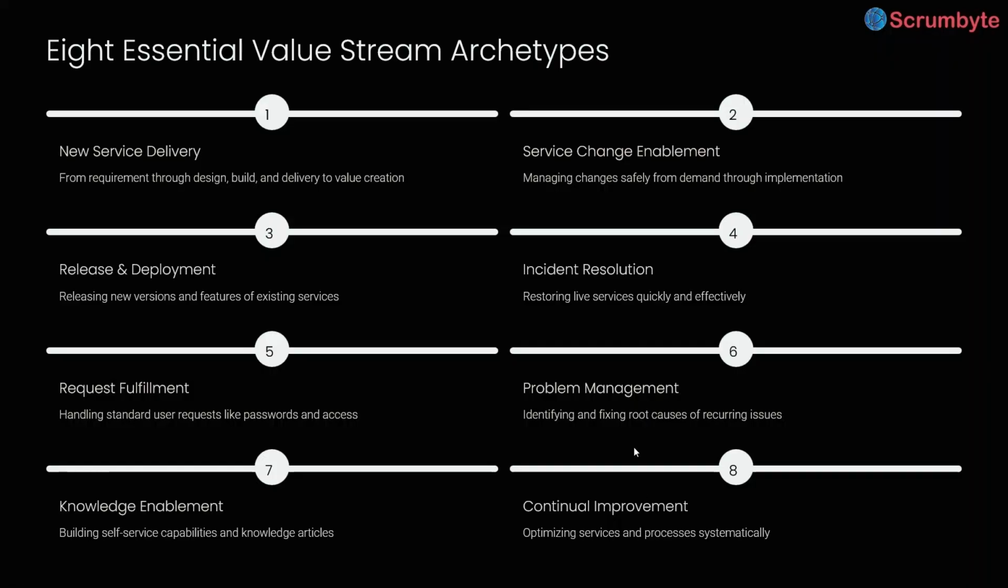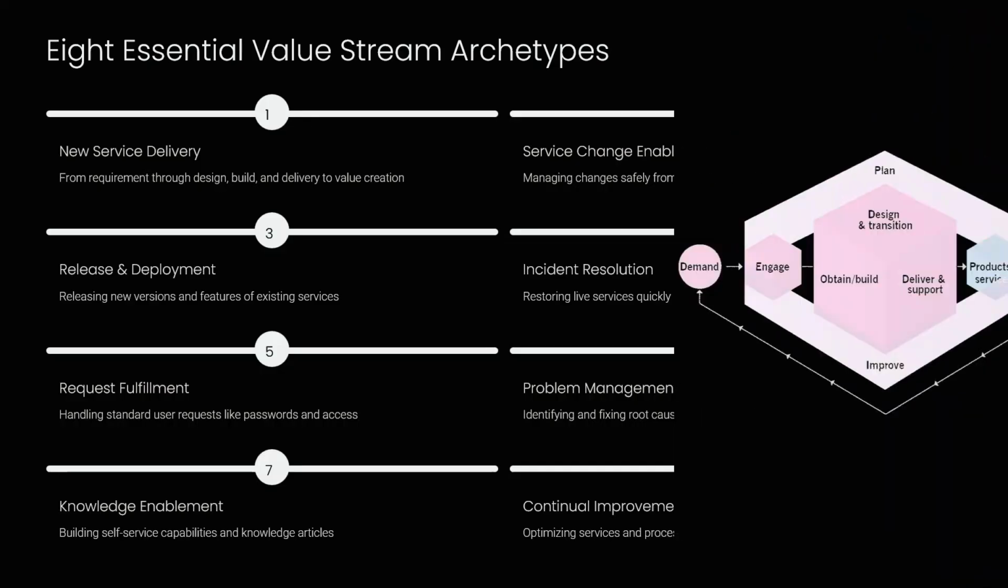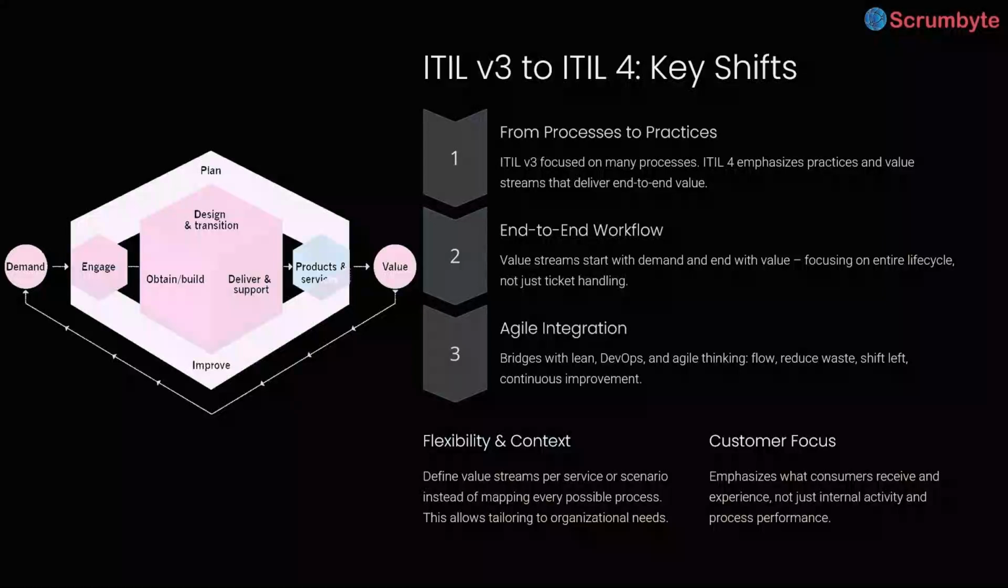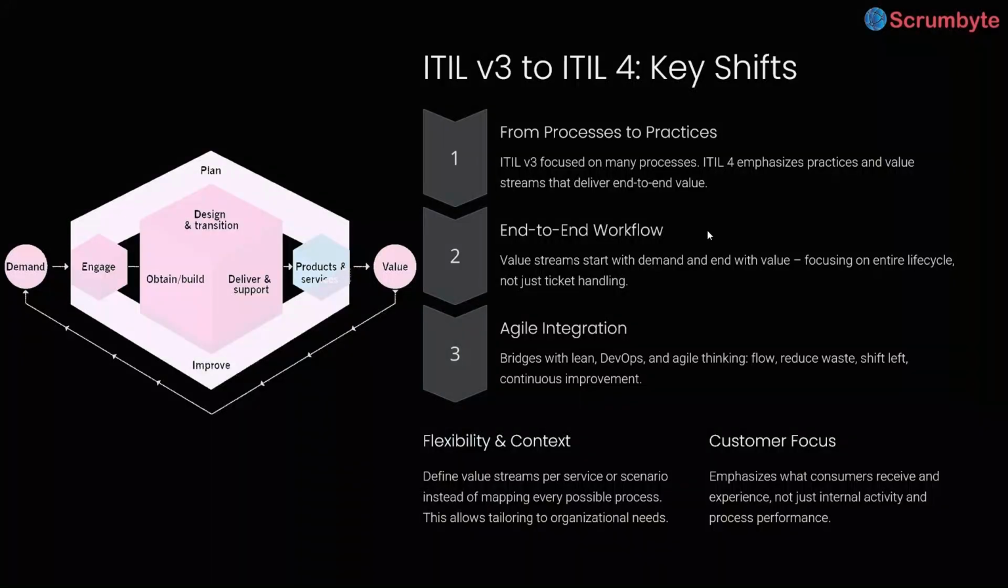Now that we have looked at some of the examples, let us see what the key shifts are between ITIL 3 and 4. The key thing here is that everything has moved from processes to practices. In ITIL 3, there are many processes. ITIL 4 emphasizes practices and value streams that deliver end-to-end value.